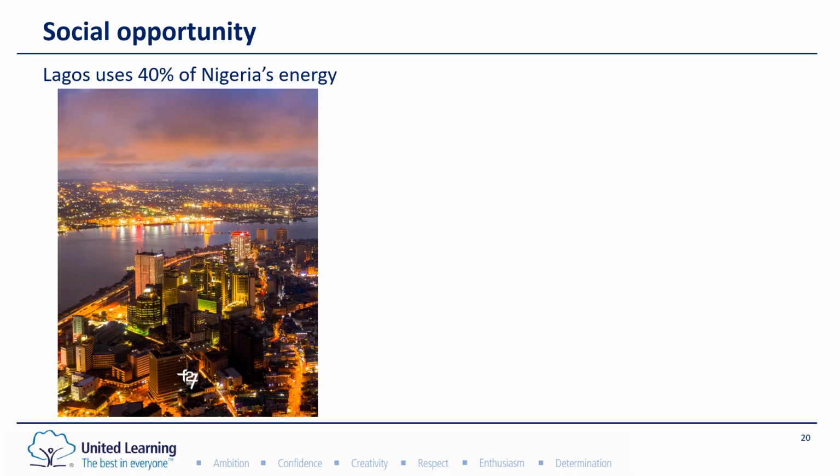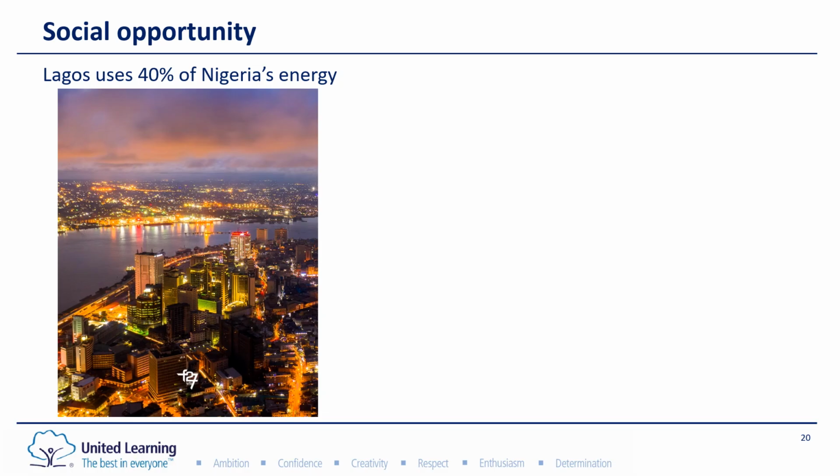Another social opportunity is Lagos uses 40% of Nigeria's energy, so electricity. And what this means is people have a reliable source of power within their homes, for example for fridges, which means they can store food at the correct temperature, reducing the risk of any disease.